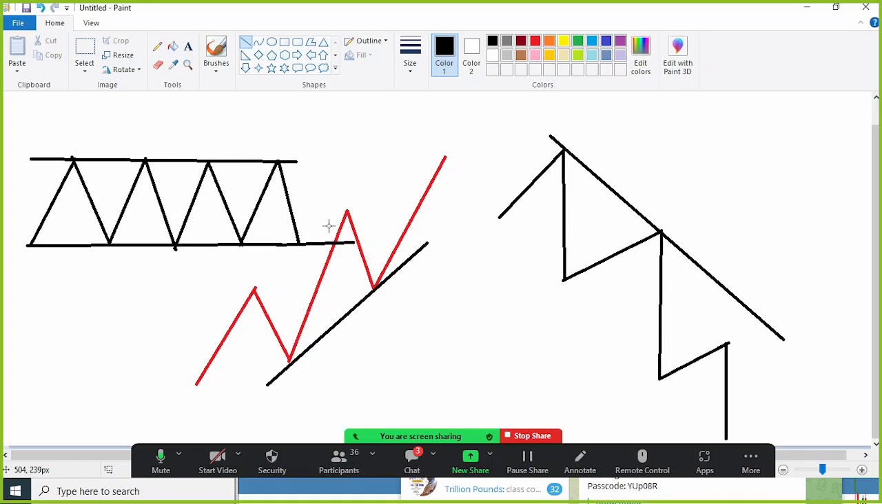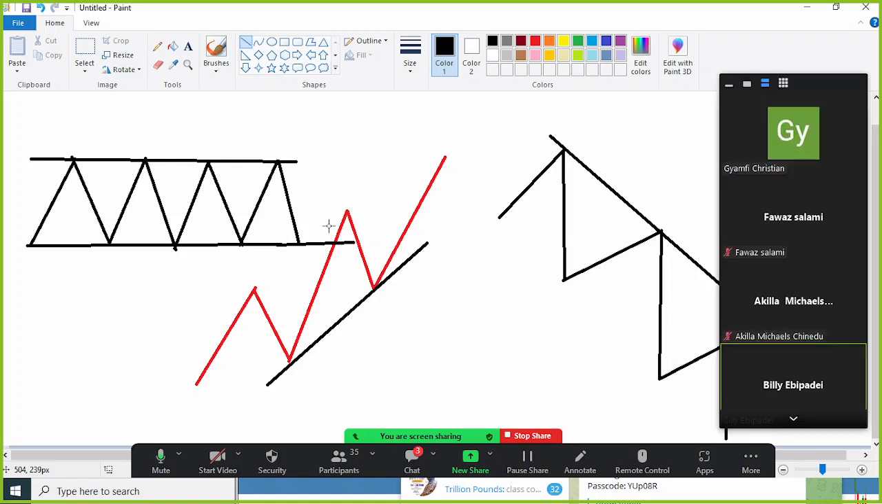And today we are going to focus on channels, and they are also tied to the trend lines, the support and resistance that we know.